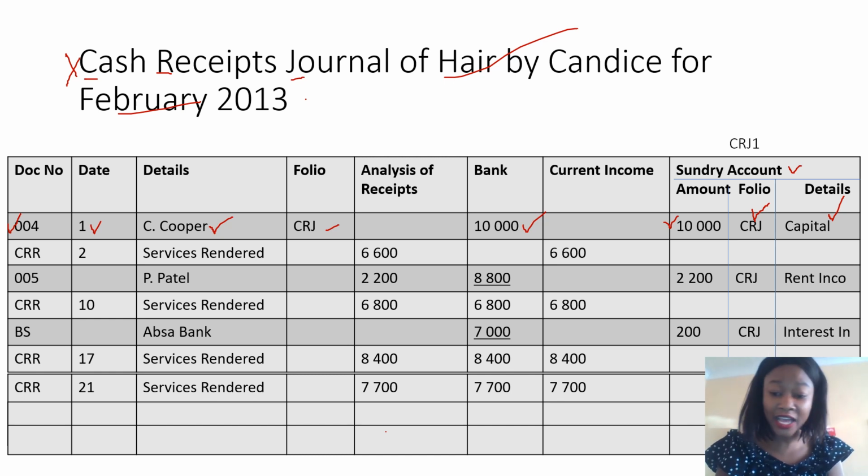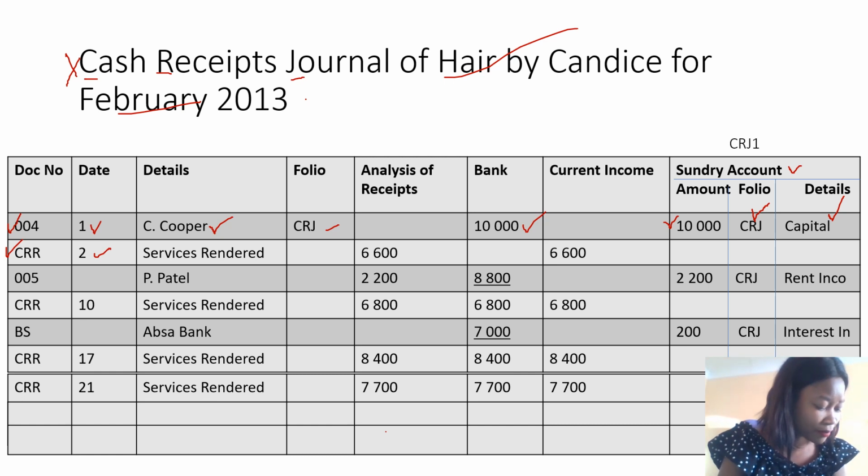The second transaction: the total amount for services rendered on the 2nd of February was 6,600, as indicated by the cash register roll. Do you see your source document number there? Our cash register roll is our source document. So the first thing that we are required to fill in our CRJ is the source document number, and in this case it is the CRR, which is the cash register roll. And on which day? It is on the 2nd of February.